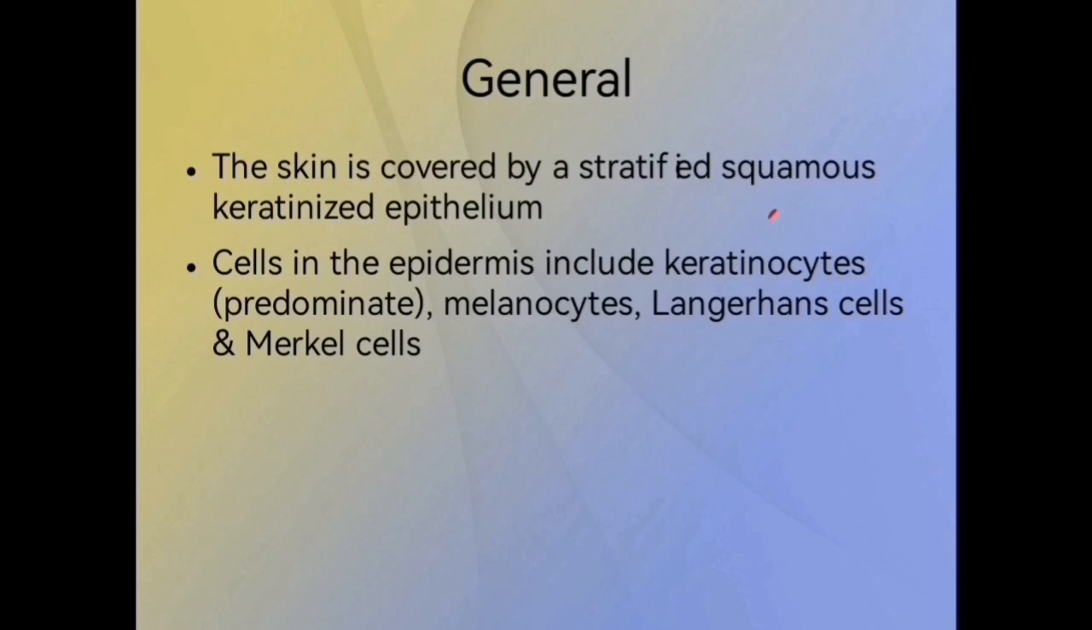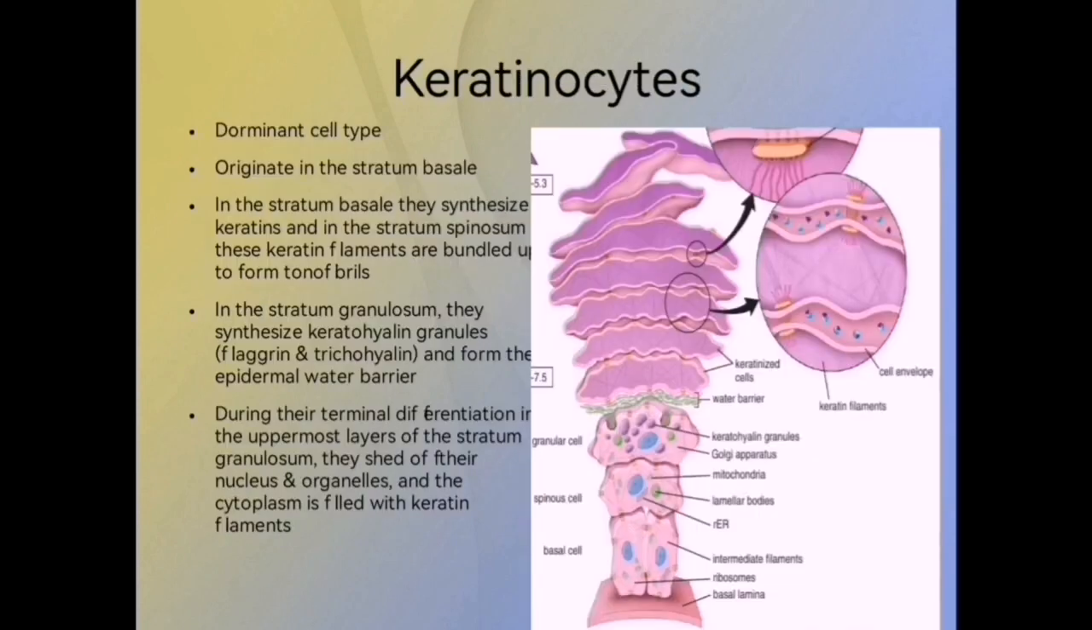The keratinocytes are most abundant within the skin. They are the cells which make up the layers of the epidermis. They're the cells which make up the stratum basale, the stratum spinosum, stratum granulosum, lucidum, and corneum. And interspersed between these keratinocytes, that's where we may find the other cells like melanocytes, Langerhans cells, and Merkel cells. So let's start with keratinocytes.